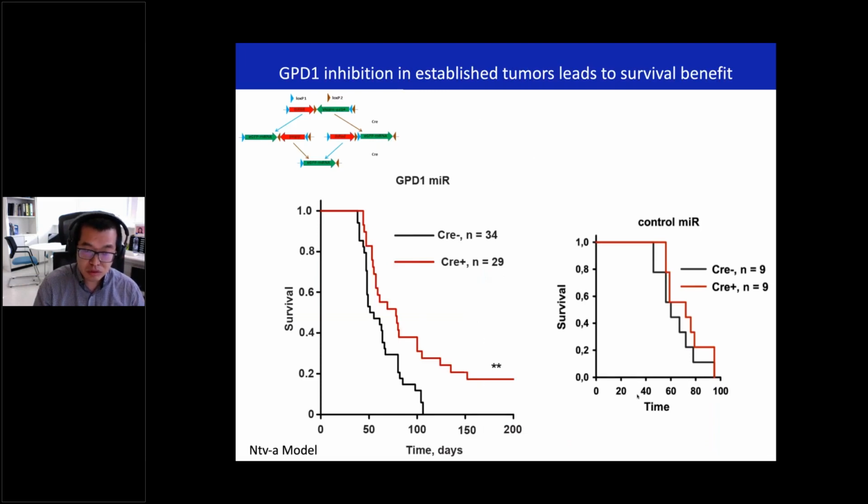But if you now really inhibit GPT-1 using a similar trick to what I showed you for the Tailless inhibition, again an inducible knockdown based on the CRE-ERT2 system, we wait for the animal to develop a tumor, then apply tamoxifen. GPT-1 is knocked down. In this case, the animals do survive longer. So GPT-1 is, let's say, a validated target to block stem cells and achieve longer animal survival in this model.